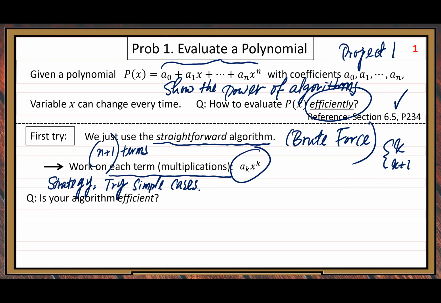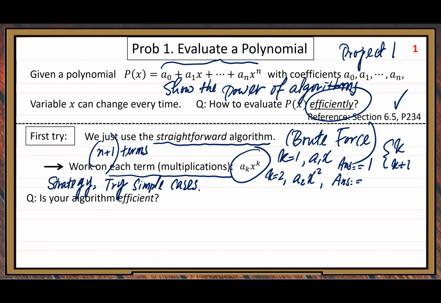So here, we try simple cases. When k equals 1, we have a1 times x. How many multiplications do we need in this simple case? The answer is 1 multiplication, right? When k equals 1, we need one multiplication. Let's try when k equals 2, the term becomes a sub 2 x squared. How many multiplications do we need?